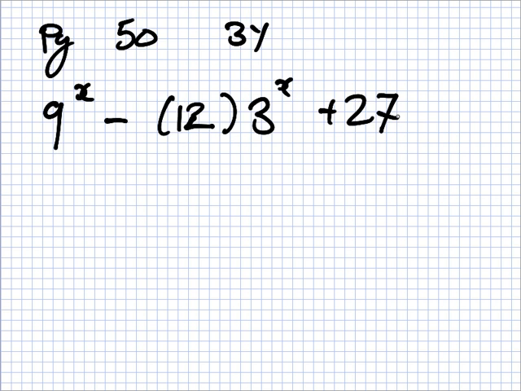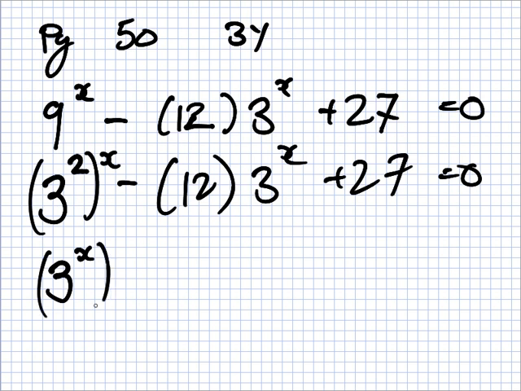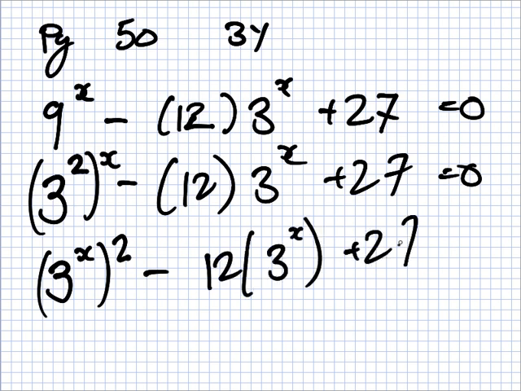What should I do first here? Does anybody have any ideas? 3 squared, yeah. I should change this to 3 squared x minus 12 3x plus 27. So this becomes 3x squared minus 12 times 3x plus 27 equals 0.